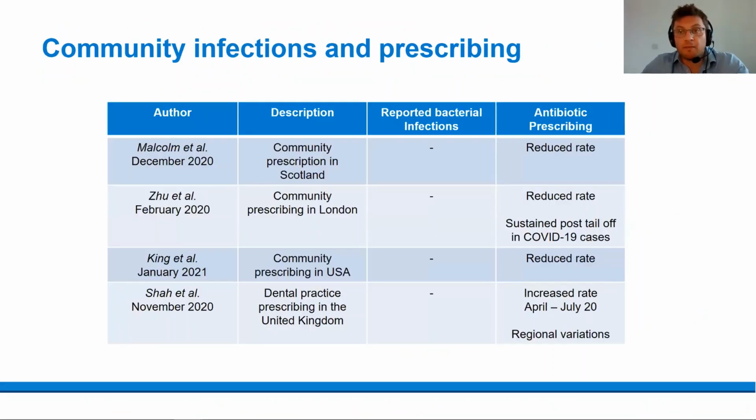Starting with the community, overall, from data from the United Kingdom and the United States, we've seen reports of reductions in the rate of antimicrobial prescribing following the initial peak in cases within respective countries. It appears that these reduced rates of antimicrobial prescribing have been sustained post the tail off in COVID-19 cases, particularly in the United Kingdom, with the exception being actually in dental practice within the UK, where there were actually reports of significant increases in antimicrobial prescribing, particularly between April and July of 2020. However, wide regional variations were observed within this report.